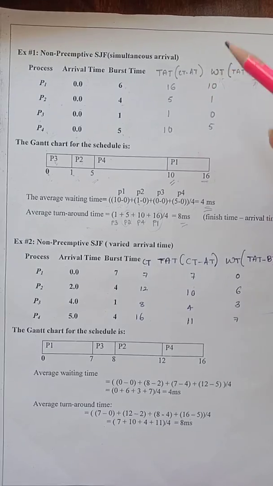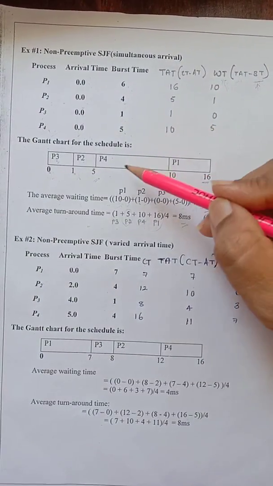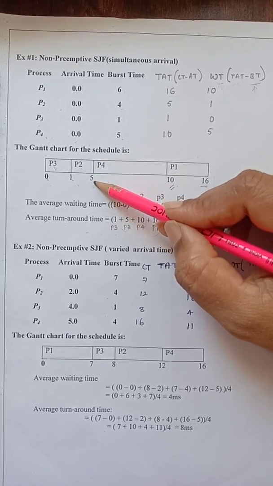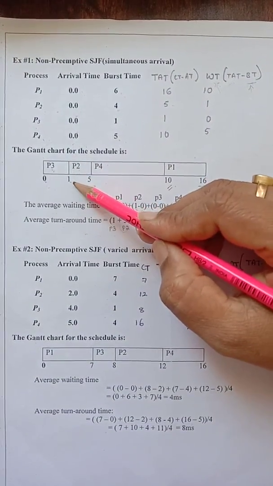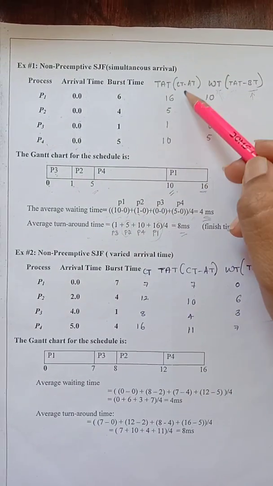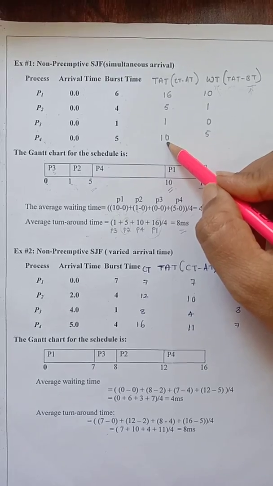So the completion time of P1 is 16 minus 0. Next is 5 for P2, 5 minus 0 gives you 5. For P3, completing at 1, 1 minus 0 gives you 1, and P4 completing at 10, 10 minus 0 gives you 10.